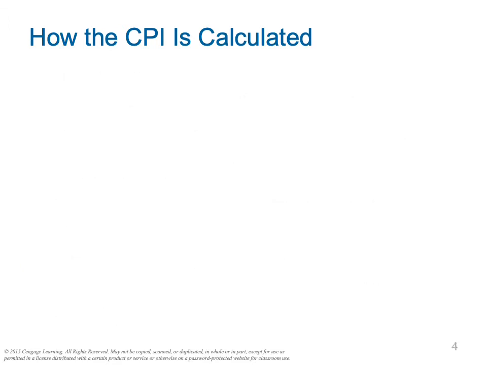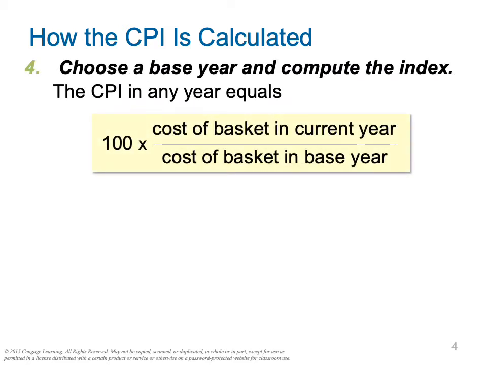Now, once we have the cost of the basket, we calculate the cost of the same basket in a base year. And so to calculate the CPI, we take the ratio of the cost of the basket in the current year divided by the cost of the basket in some base year, some year that we use for comparison, and then we multiply it by 100. So this should look familiar because we basically calculated the GDP deflator in almost the same way.